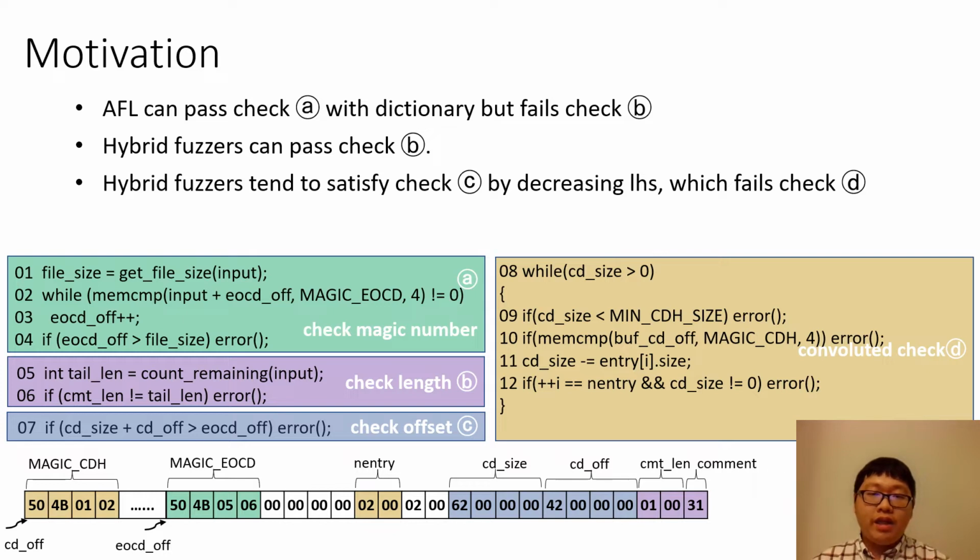It is more likely that the left-hand side variable, such as CD size, is set to a very small number to satisfy check C. This would result in the failure of check D at line 9, because it requires a larger value of CD size. As a result, none of vanilla fuzzers, symbolic execution engines, and hybrid fuzzers can pass check D in this case.